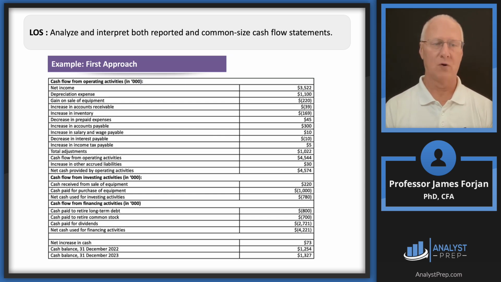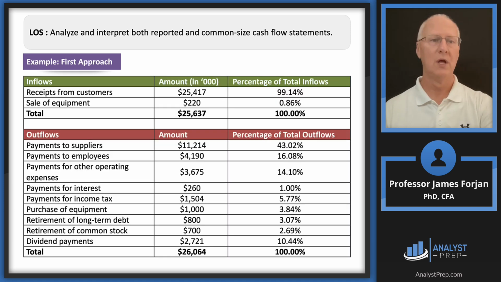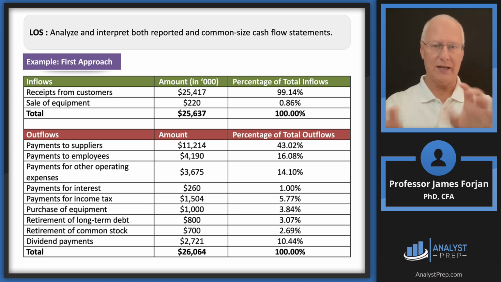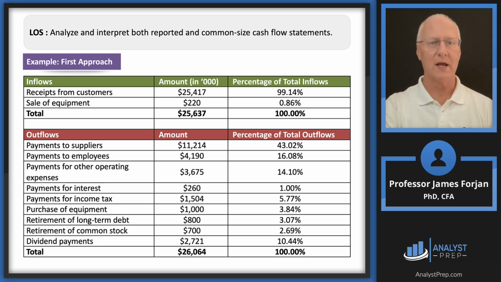I don't imagine, and of course, if you look at the LOS, analyze and interpret, you won't have to take this cash flow statement here and convert it into this common size, but you'll have to analyze and interpret. My advice, when you get this table on the exam, go ahead and look at the amounts right there in that middle column. I would just casually look at those. You've got total inflows of 25, total outflows of 26. So we want to ask ourselves the question, why is one greater than the other?